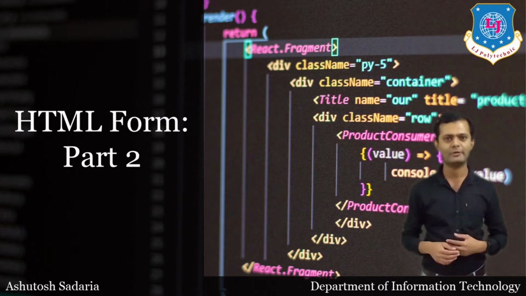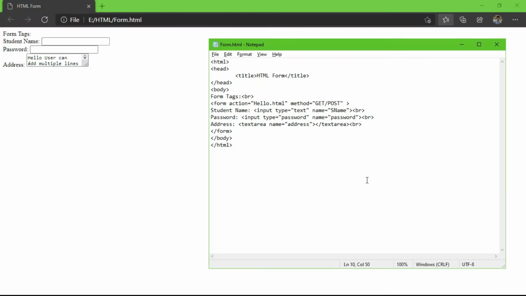In the previous video, you learned about the form tag and input tag. In the input tag, you learned about the text field, password field, and also the text area field. In this video, I will show you how you can write a radio button and checkbox, and the different uses of radio button and checkbox. The next two input types we are going to see are radio button and checkbox.